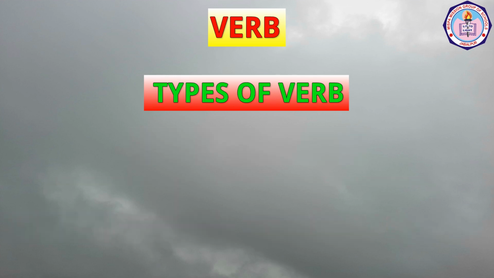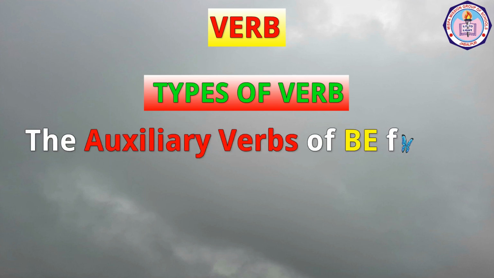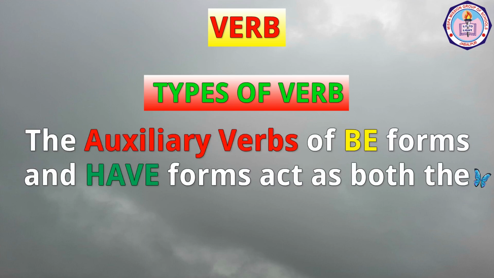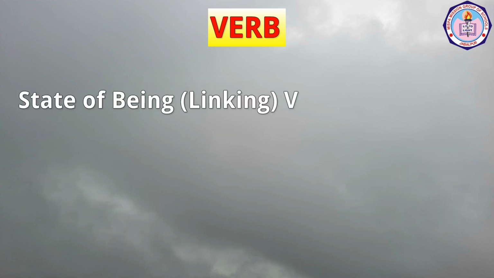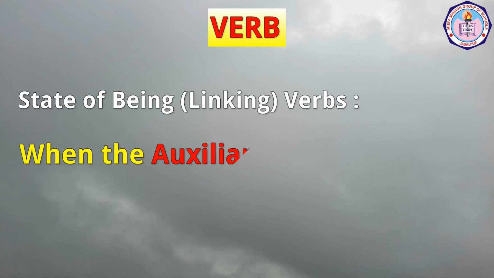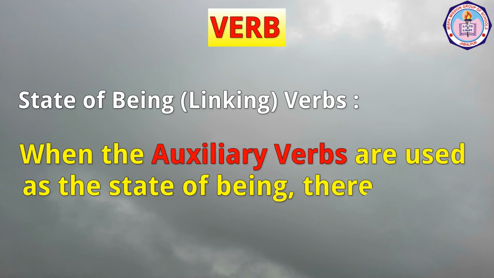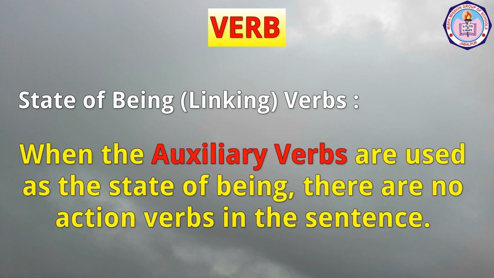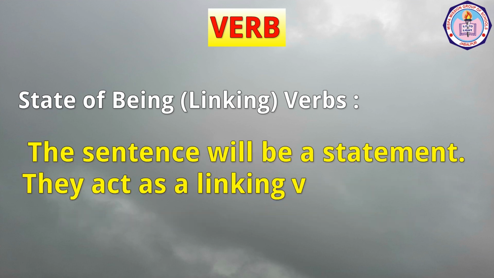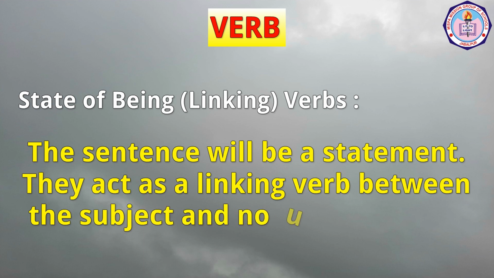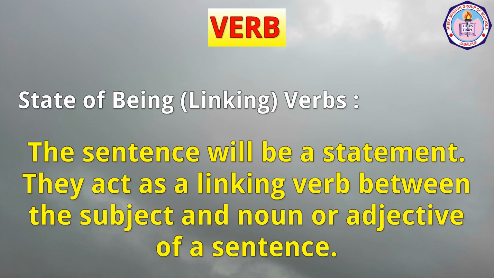Let us understand them one by one with examples. The auxiliary verbs of be forms and have forms act as both the main verbs and helping verbs in English language. State of being or linking verbs. When the auxiliary verbs are used as the state of being, there are no action verbs in the sentence. The sentence will be a statement. They act as a linking verb between the subject and noun or adjective of a sentence.